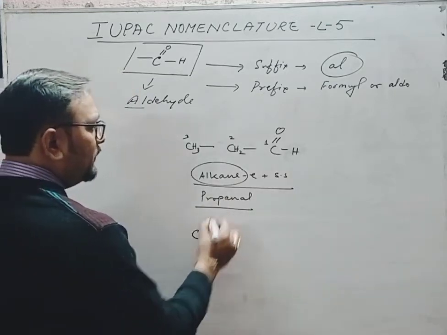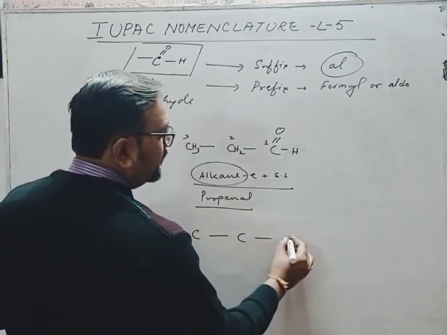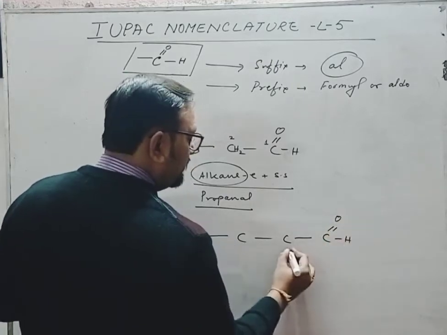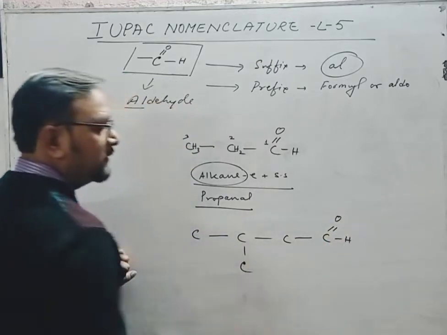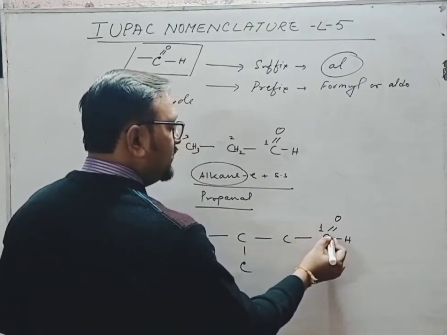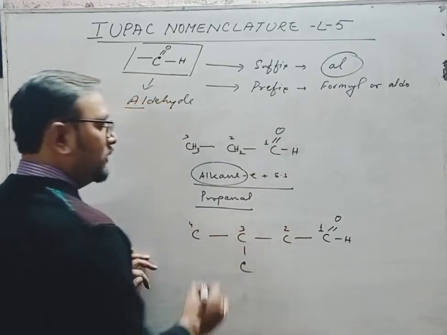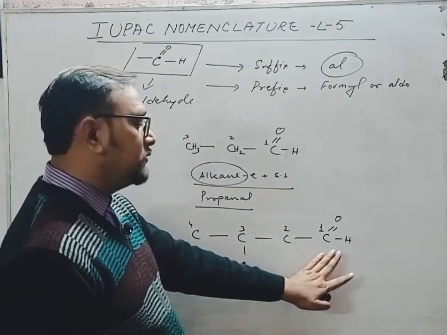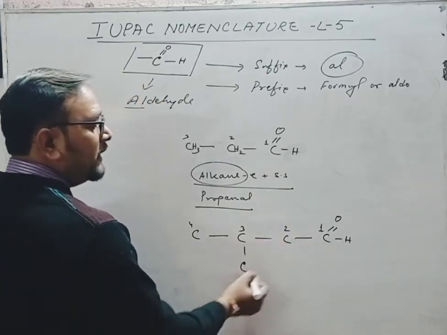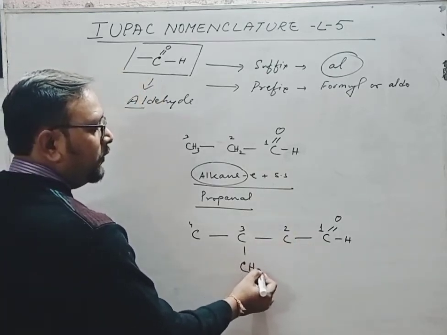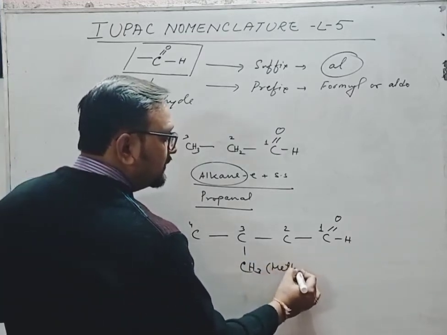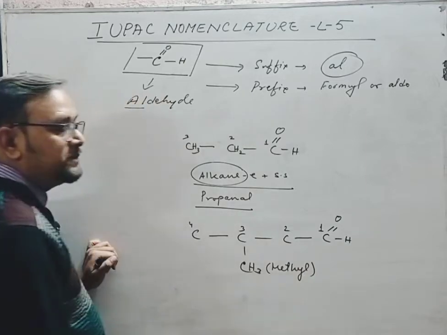Another type of example for the same class, this type of compound only. Say you have got one substituent here. Then what shall you do? Then also you should start your counting from this side, 1, 2, 3, 4, because it's a functional group, so you need to give priority to it. Since we have a substituent over here, what is the name of this substituent, my dear students? It is methyl.